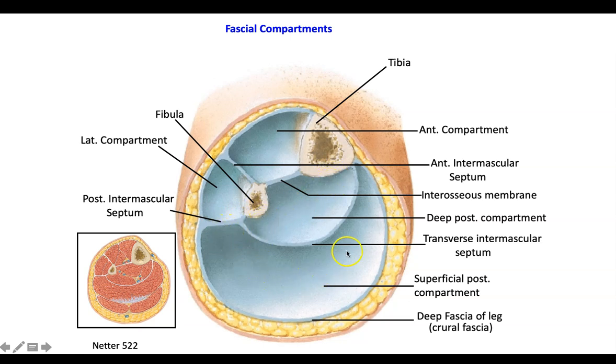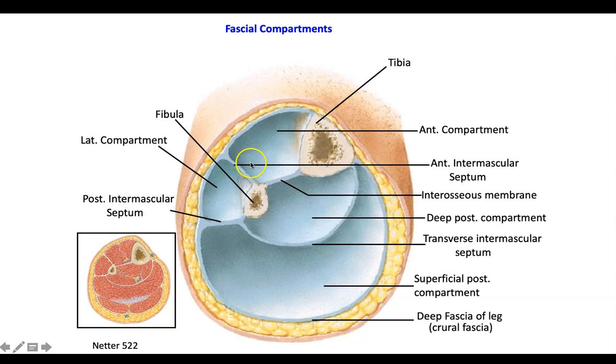The posterior compartment of the leg is again divided into two parts by another transverse intermuscular septum. See the transverse intermuscular septum? It divides the large posterior compartment into the superficial posterior compartment and the deep posterior compartment. The superficial posterior compartment contains the two-headed gastrocnemius muscle and the soleus muscle, which form the large superficial muscles of the back of the leg, and the deep posterior compartment of the leg contains again three muscles. And in between this superficial and deep compartment, deep to the transverse intermuscular septum, the blood vessels and nerves enter the posterior compartment of the leg, and they supply all the muscles of the superficial and deep parts of the posterior compartment of the leg.